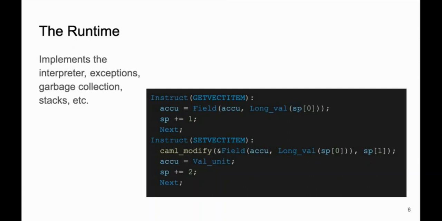This is a section of the interpreter. You can see that we handle different bytecode instructions. This is C. It looks slightly strange, but it's just because the OCaml runtime is filled with preprocessor macros. So next here is just a go-to, essentially.